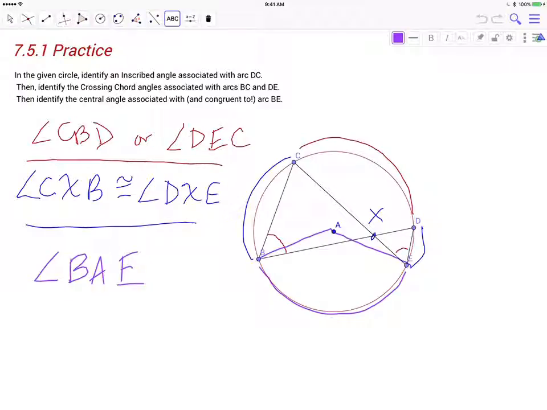And hopefully you got those right. I think that's all the answers you could possibly come up with. Just trying to get on board with what inscribed angles, crossing chord angles, and central angles are.